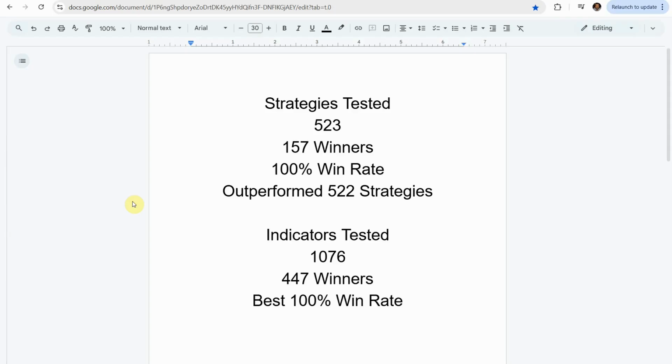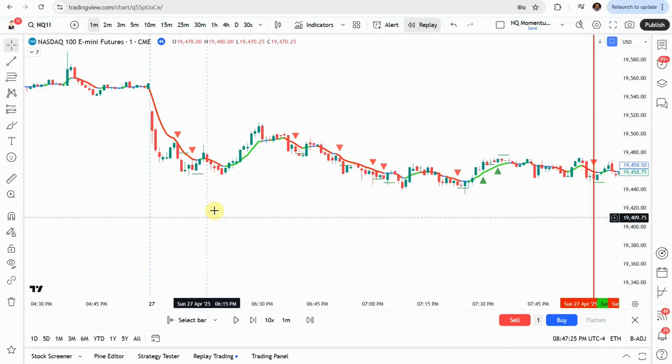As I said, today we will be looking at a high frequency scalping indicator. Before we do though, I wanted to put the testing scoreboard up for everyone to see. So to date, we have tested a total of 523 different strategies. The total number of winners so far has been 157. The best one so far was able to achieve a 100% win rate.